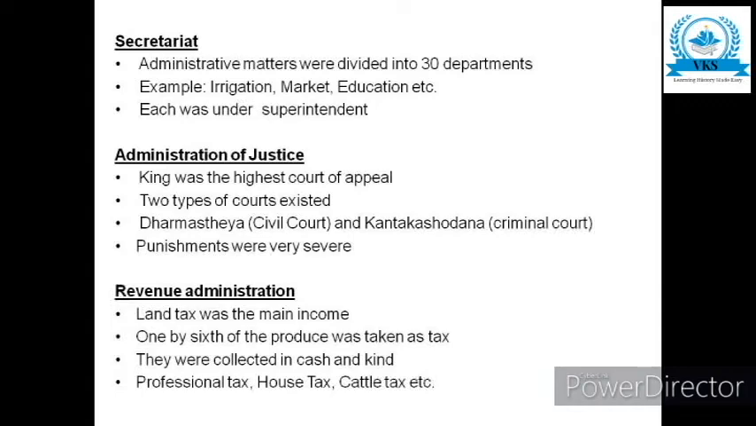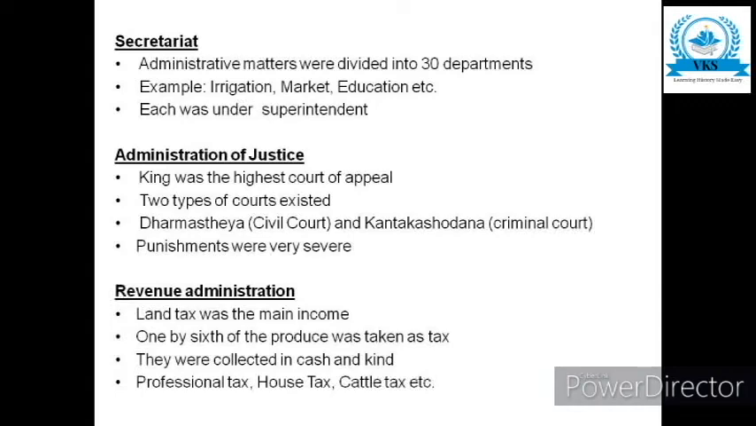Next is revenue administration. Land tax was the main source of income of the state. 1/6 of the produce was taken as tax. They were collected either in cash or in kind. And the different types of taxes were professional tax, house tax, cattle tax, etc.